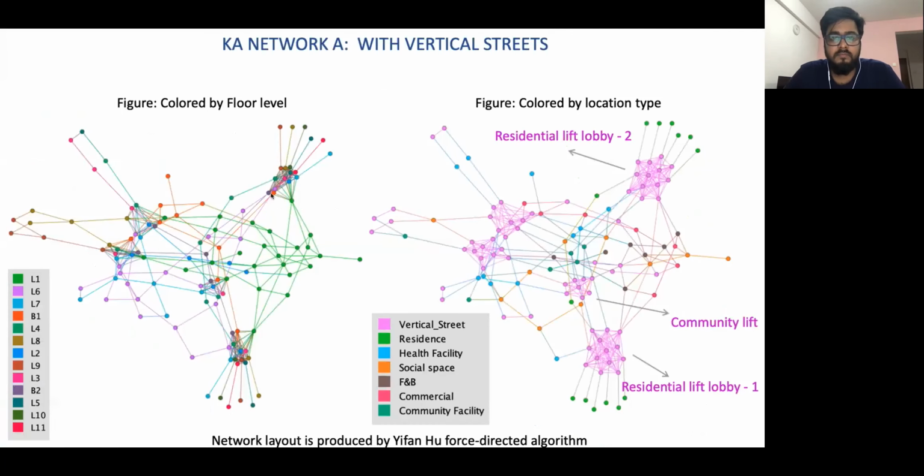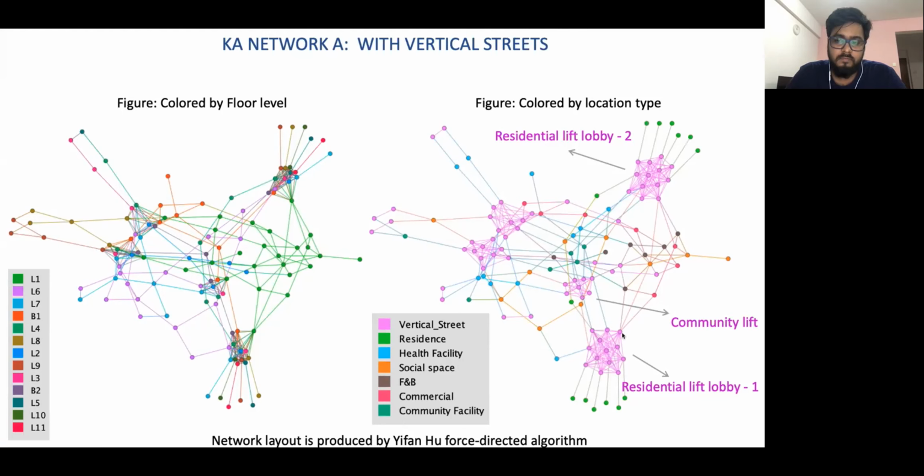This illustration is for network A, with vertical streets considered as nodes. The picture on the left is colored by floor level, and the picture on the right is colored by location types. Both pictures use the Fruchterman-Reingold force-directed algorithm, which uses attraction and repulsion of nodes to create the network layout. The presence of vertical streets actually provides a good connection between the floor levels, with each lift lobby clearly seen as an individual cluster.